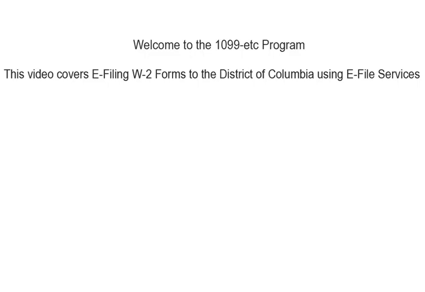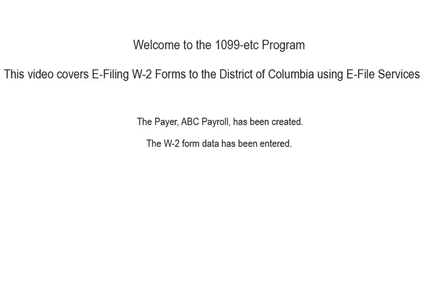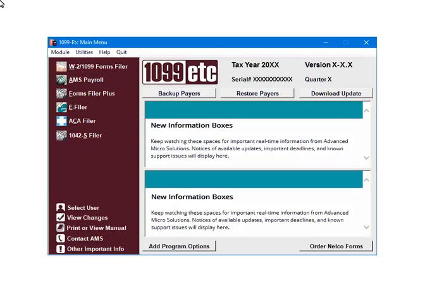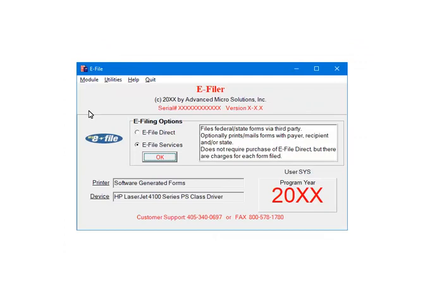This tutorial covers e-filing the W-2 forms to the District of Columbia using e-file services. To begin, the payer ABC Payroll has been created, and the W-2 form data has been entered. This is the main menu. To continue, select e-filer. This is the e-filer menu. Select e-file services. Now click OK.